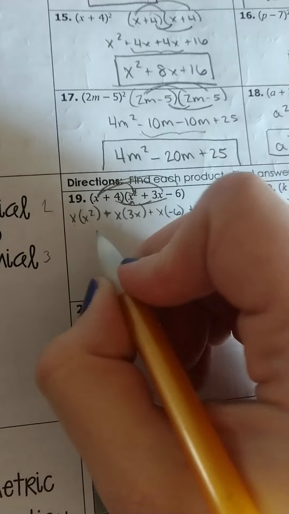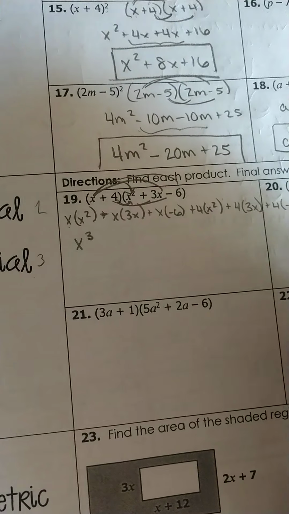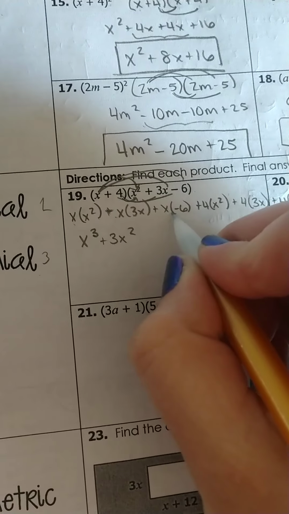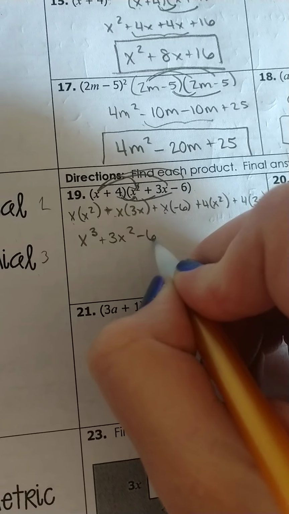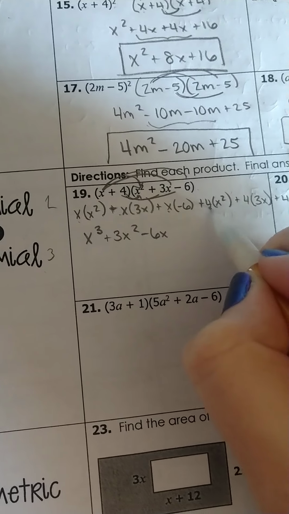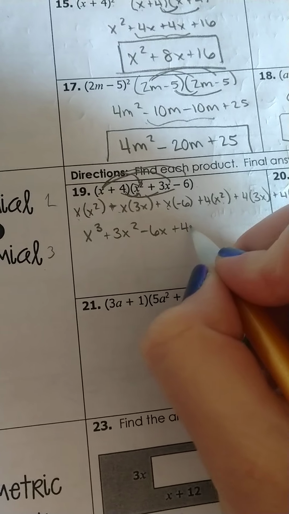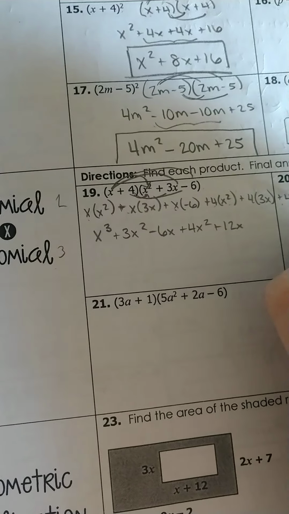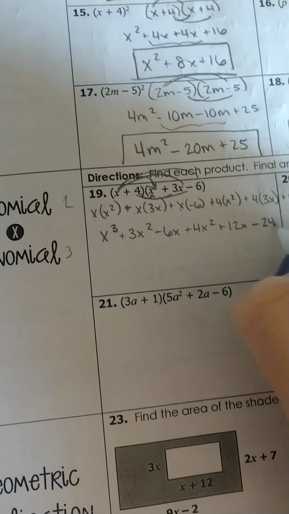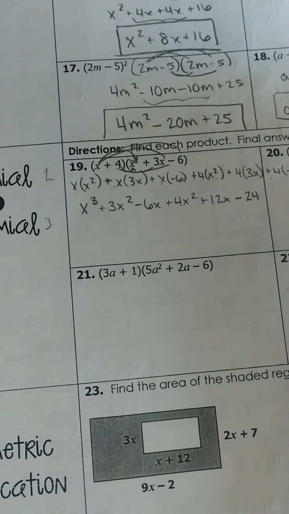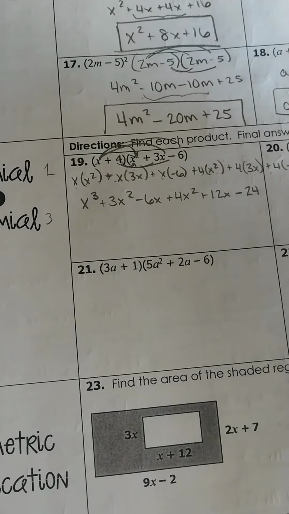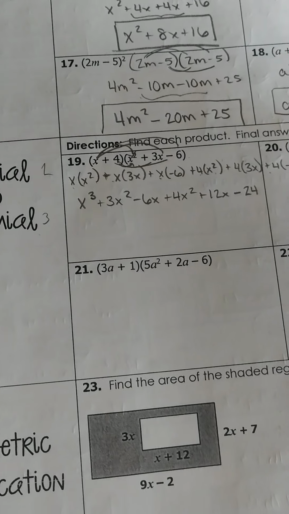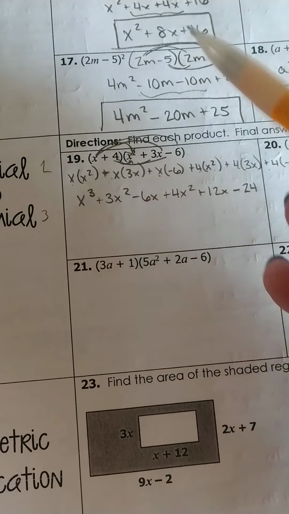If you have x times x squared, you get x cubed. X times 3x is 3x squared. X times negative 6 is negative 6x. 4 times x squared is 4x squared. 4 times 3x is 12x. And 4 times negative 6 is a negative 24. You have to take your time on these. You have to make sure you're getting your signs correct, because now you've got to combine like terms and you've got a lot of information here.